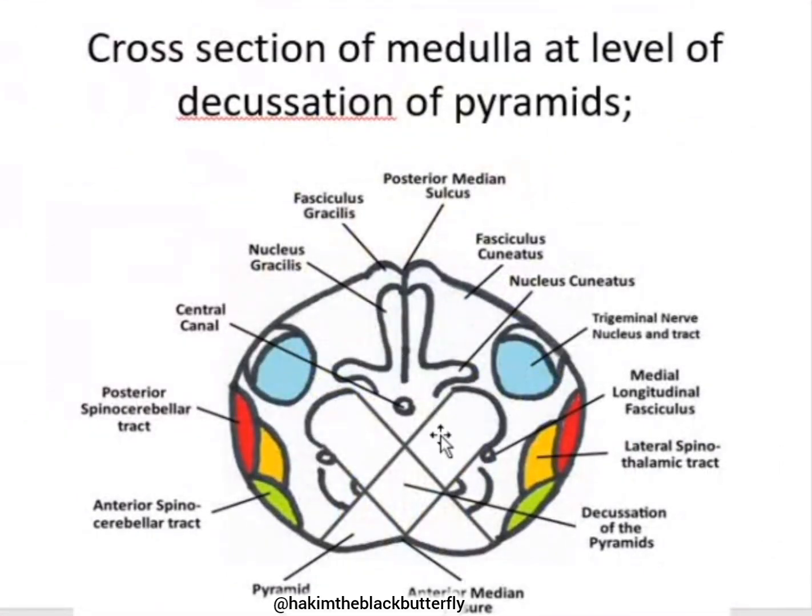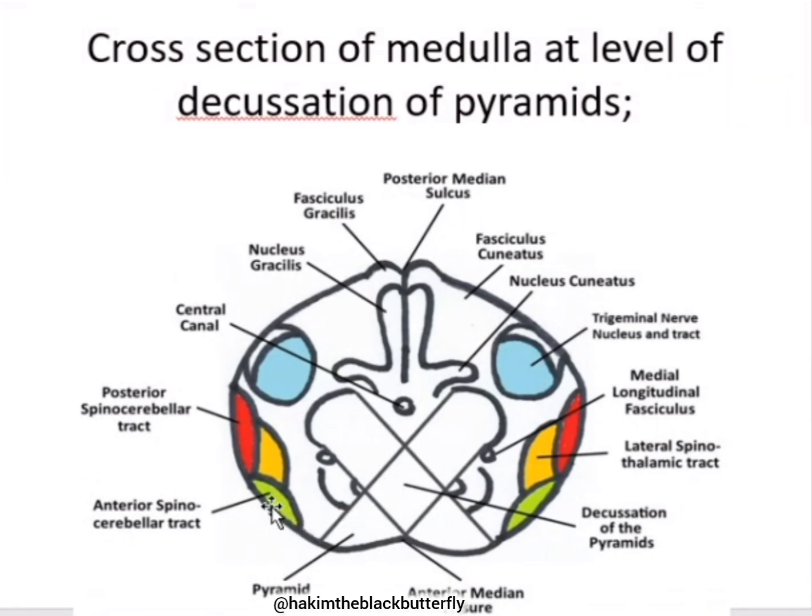So when you make a cross section at the level of the decussation of pyramids, this is the anterior view. You're going to see the anterior median fissure, and then these bulges are the two pyramids. On the inside, you're going to see the decussation of pyramids. You can see these corticospinal tracts crossing to the other side, and these ones crossing to the other side. So this is made at the level of pyramids.